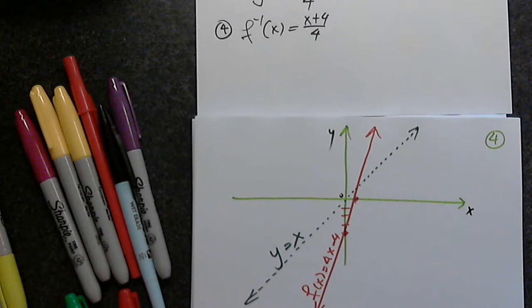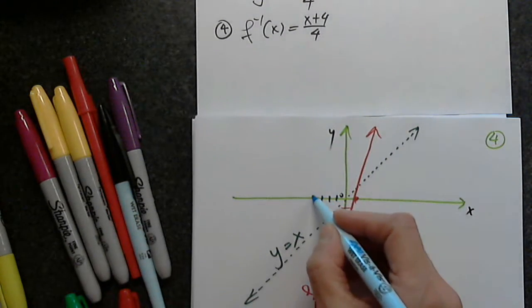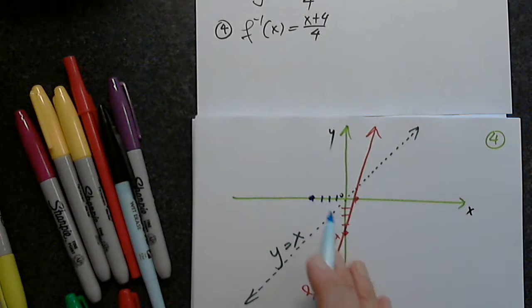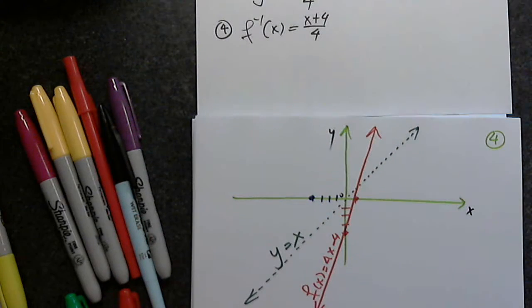Zero and 4. No. Exactly. We have to reverse. If this was 0, -4, then we have -4, 0. Right? These two have to be symmetric. So if we had 1, 0, what is the point for the inverse?